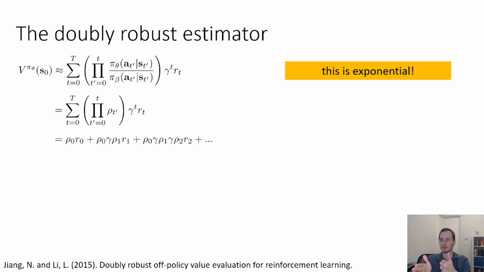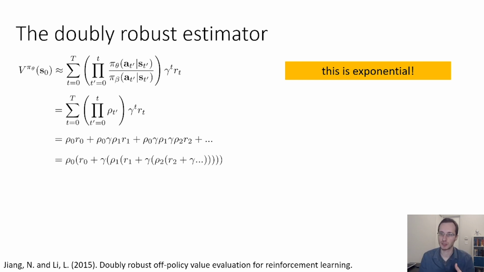And what I can then do is expand this sum and product. This is going to obviously look messier, but it's going to be suggestive of a particular recursive relationship. If I actually write out the sum of products, I get rho_0 times r_0 plus rho_0 times gamma times rho_1 times r_1 plus rho_0 times gamma times rho_1 times gamma times rho_2 times r_2 and so on and so on.